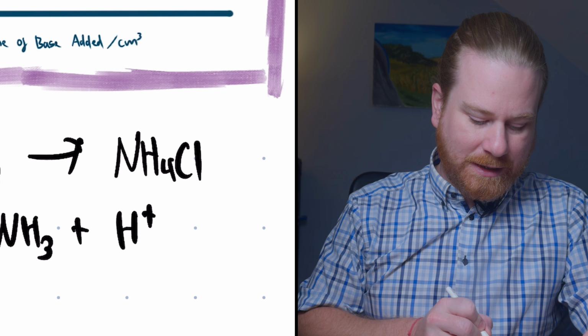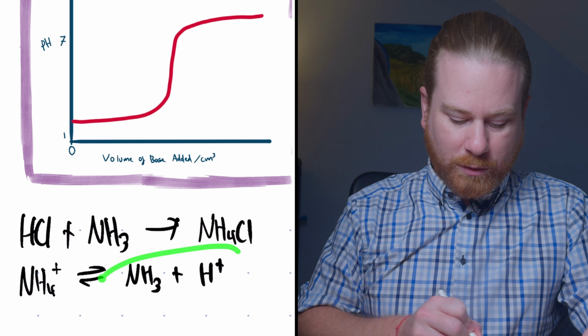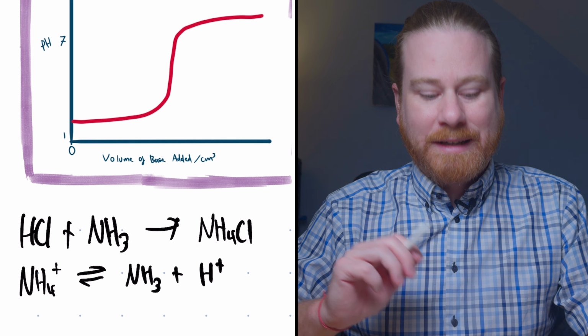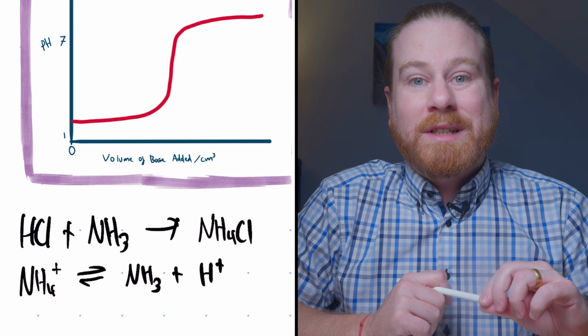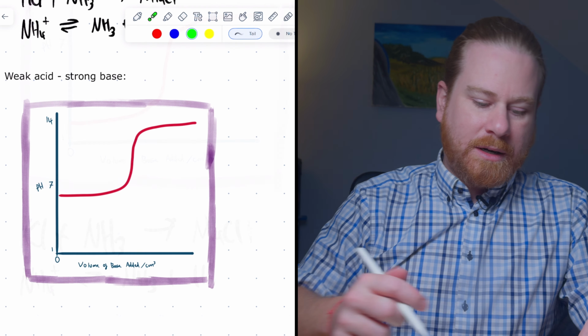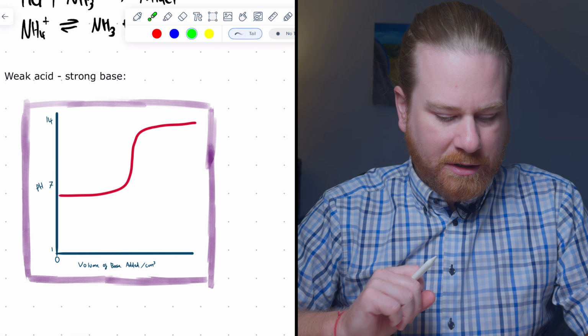And what is happening is that the ammonium ion is reacting with water and is forming a slightly acidic solution. So that is why the pH is below 7. We're going to go through this in more detail in a future video. Now onto the weak acid strong base titration curve.